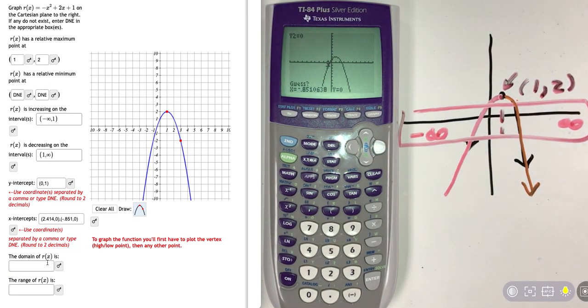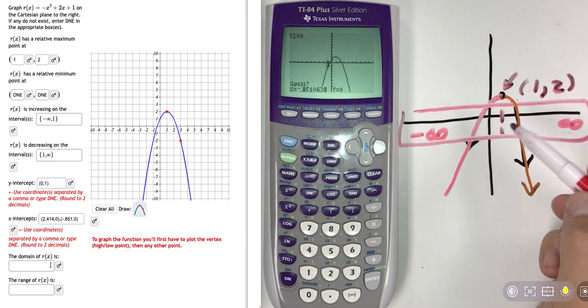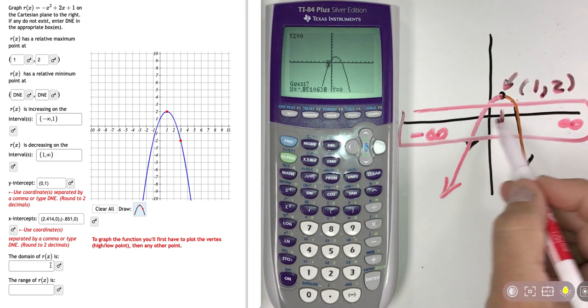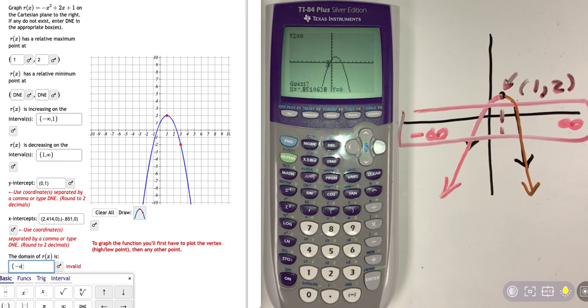The last thing you need to do is figure out domain and range. Again, domain talks about how far left and right this graph goes. Now this graph goes down forever to the left, and it goes down forever to the right. So it covers every x value off the x-axis. When that happens, as an interval, you're going to write it out like this. You'll say negative infinity, comma, positive infinity.